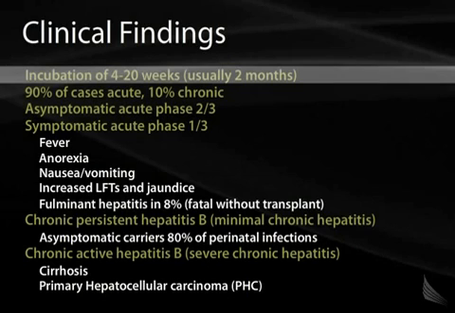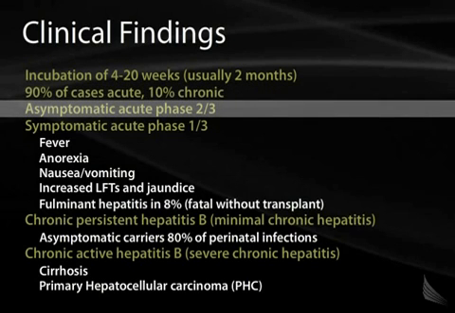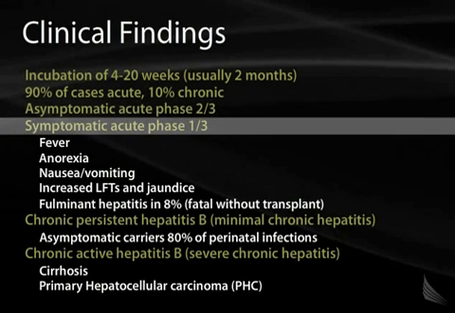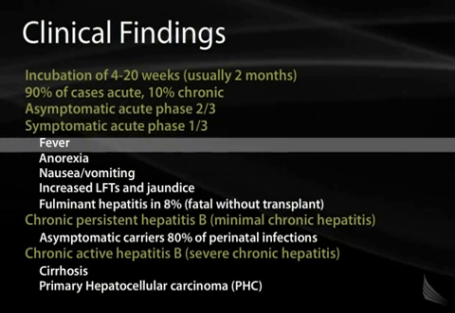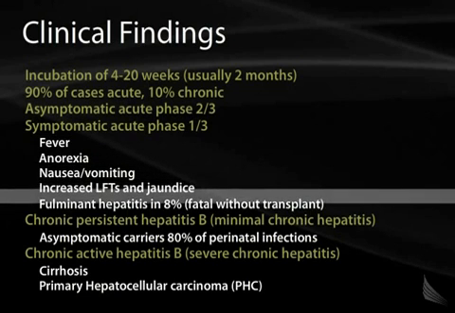Clinical findings include an incubation of 4 to 20 weeks, usually 2 months. 90% of cases are acute, 10% are chronic. You can have an asymptomatic acute phase in 2/3 of people, and a symptomatic acute phase in 1/3, where people will get fever, anorexia, nausea, vomiting, jaundice, and increased LFTs.